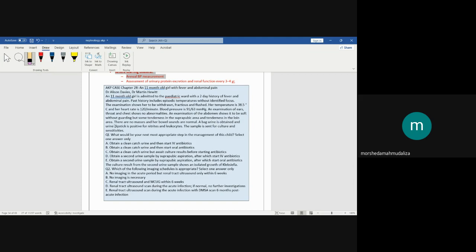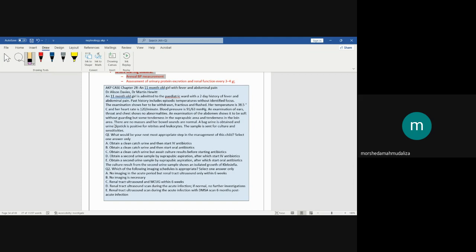So it looks like it could be acute pyelonephritis because of the high-grade temperature and the vitals becoming unstable. But there is an episodic temperature. You have to remember this point, episodic temperature. Okay, comes to the next point.